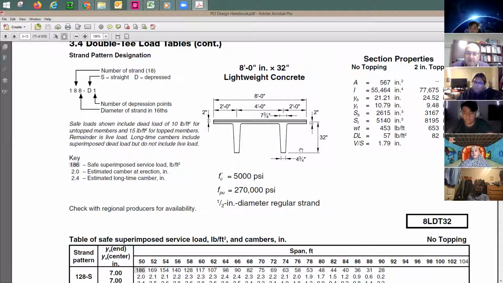How about the columns? Columns most likely are going to be prepared for you. Why? Because the story height is going to be different from one project to another project. The corbel design is going to be different. But double T's, you need to have in stock. The hollow core, you also need to have in stock.